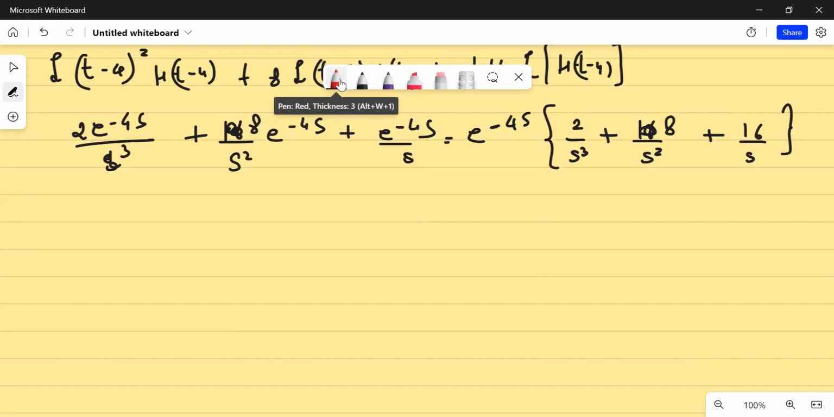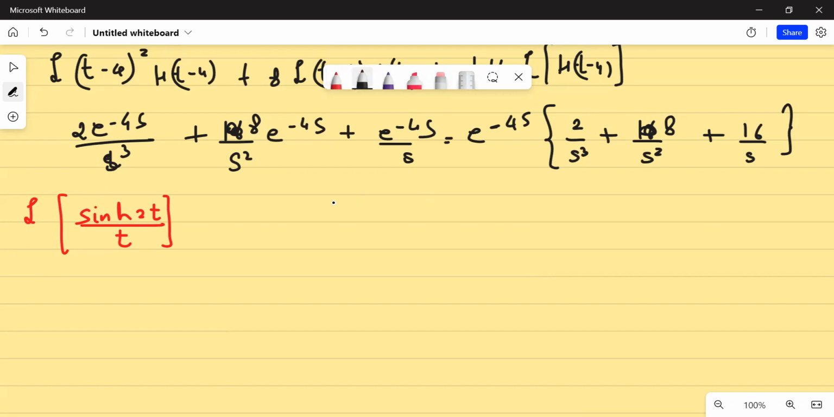Try to find me the Laplace transform of this particular function. Try to find me the Laplace transform of sine hyperbolic t divided by t. So I'm giving you a minute. Try to.